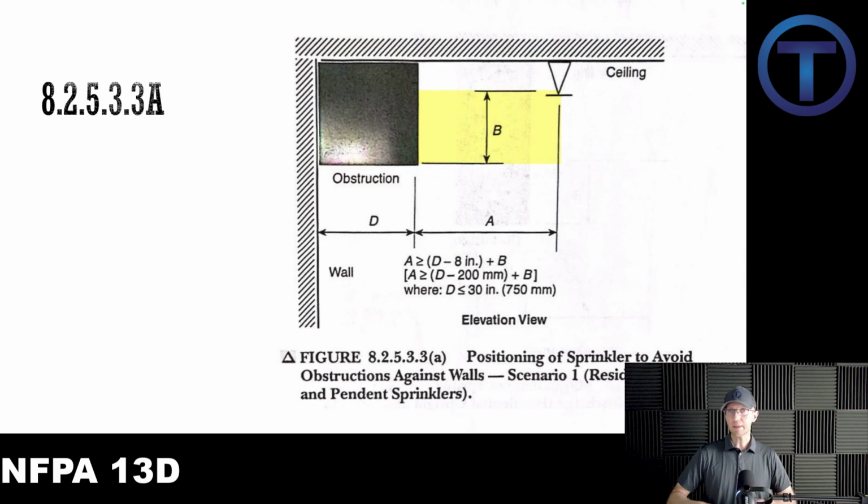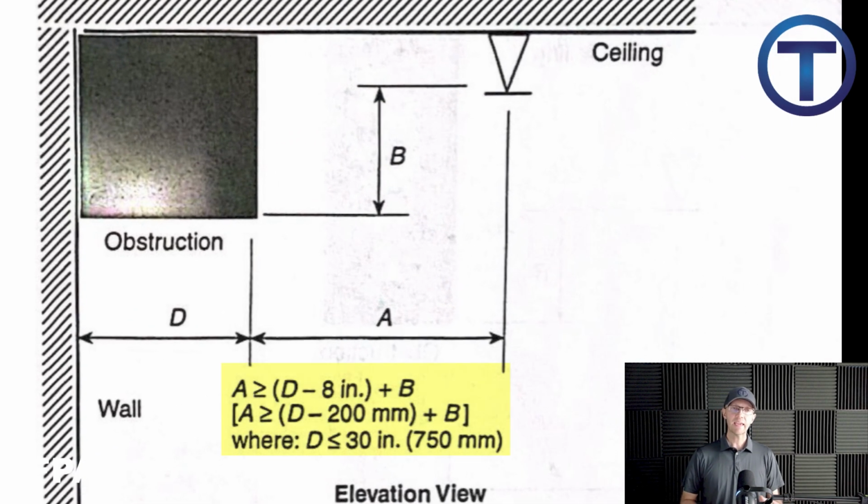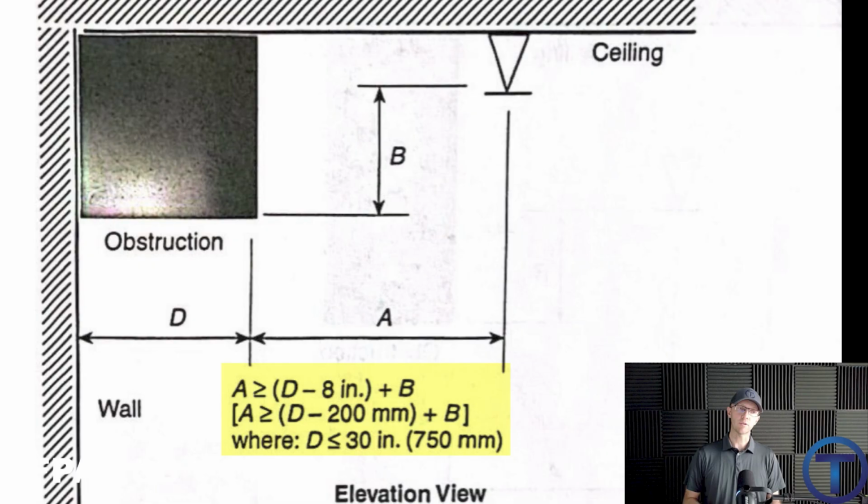But there's a formula that we work out here. A has to be greater than or equal to D, that's the width of the obstruction, minus a standard 8 inches, plus the height of B. And when we put all that together, we can get our distance for A. That's the minimum, right? It could be a little farther out, but that's the closest we could get to the obstruction with a certain elevation B.